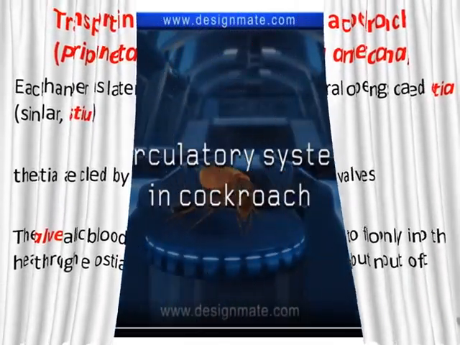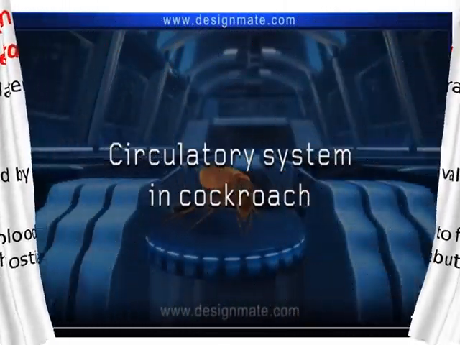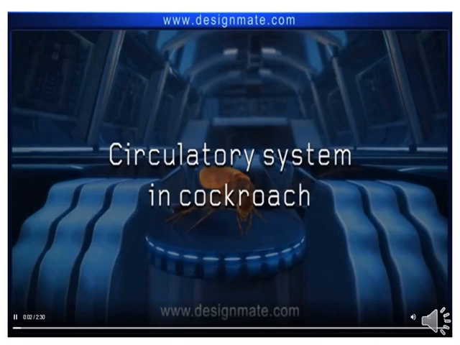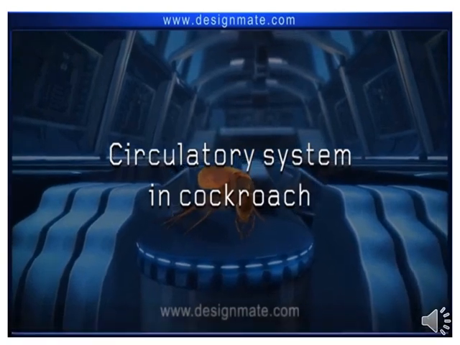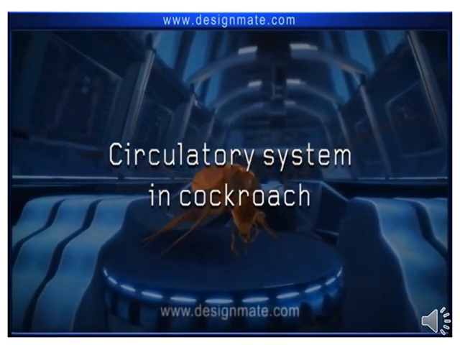Now, I would like you to look at this animation of the circulatory system in a cockroach and learn something about it. This one is very well detailed, very well animated, and I hope you also enjoy it. Circulatory system in cockroach.